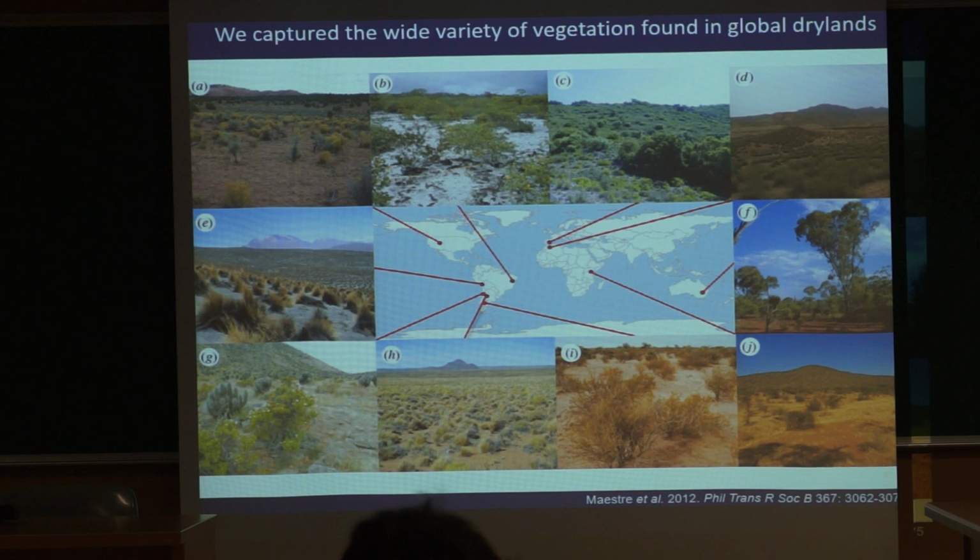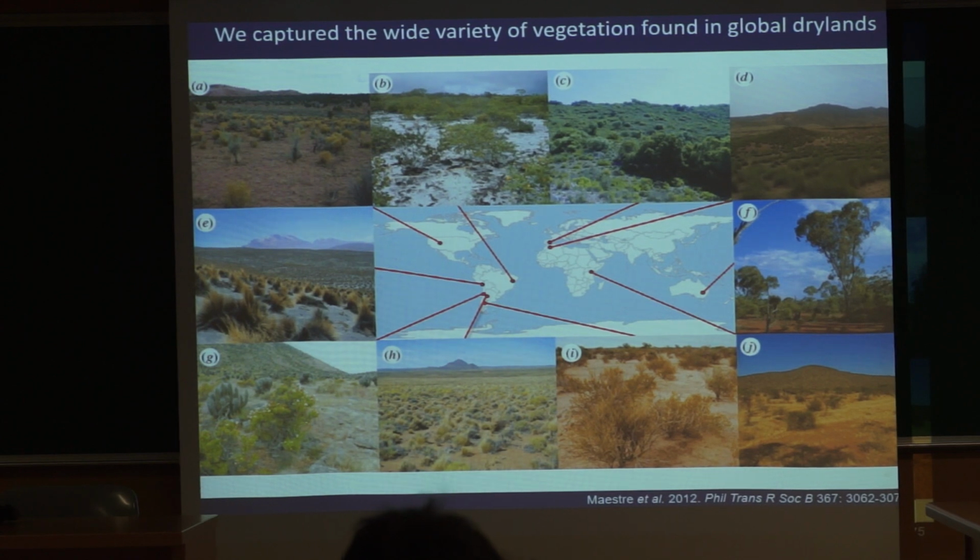We have obtained data from the most representative dryland ecosystems worldwide. So we have, for instance, typical African savannas, open eucalyptus forests from Australia, grasslands and shrublands, and everything in between, and we have relatively good coverage. These are just some examples of the sites that we surveyed.